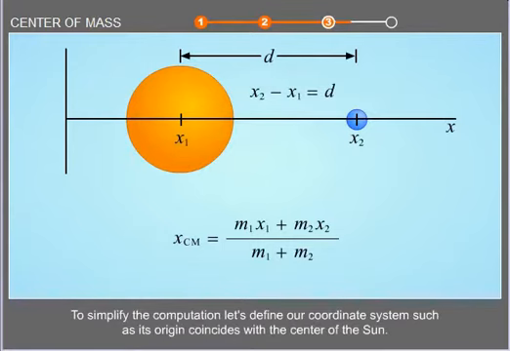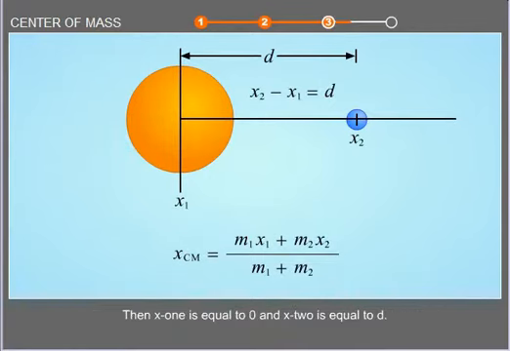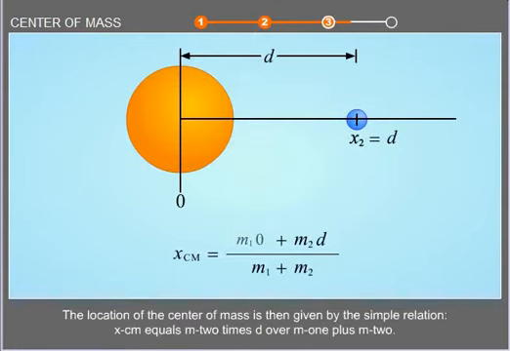To simplify the computation, let's define our coordinate system such that its origin coincides with the center of the Sun. Then x1 is equal to 0 and x2 is equal to d. The location of the center of mass is then given by the simple relation xcm equals m2 times d over m1 plus m2.